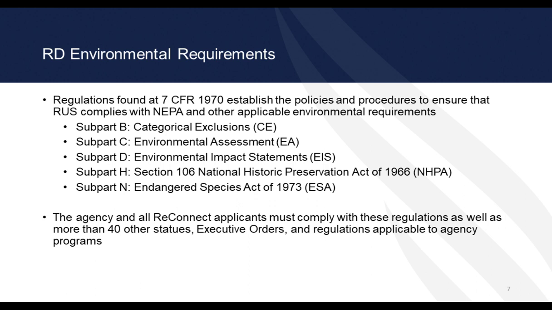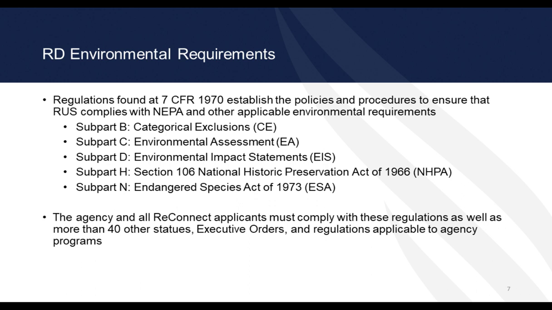There are 3 subparts within NEPA that I'd like to highlight for you. 7 CFR 1970 Subpart B defines NEPA categorical exclusions, or CEs, which apply to projects considered not to have an individually or cumulatively significant effect on the environment, and most applicants will fall under one or more of these CEs.